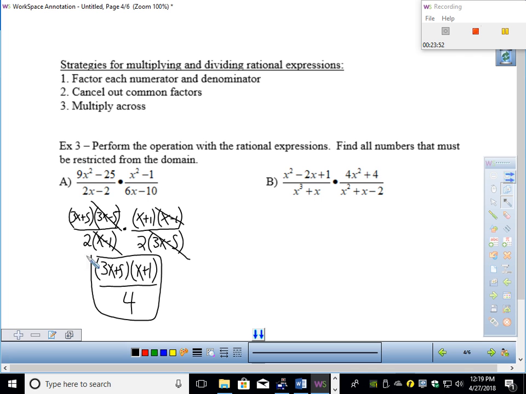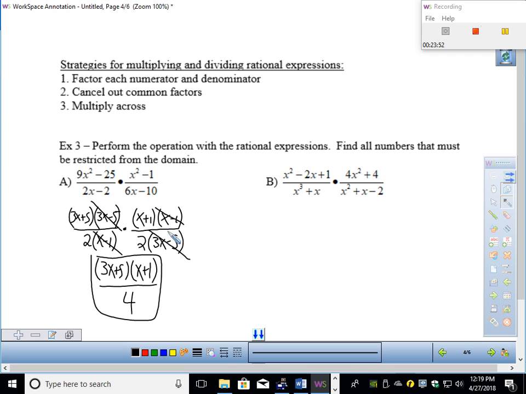Perfect. Now let's talk about the restrictions from the domain. Again, I don't look here. I look at the original. That's the key. Specifically in this case with multiplication, I'm going to look at these denominators. In standard form, that's not as helpful, but in factored form, here's where I'm going to be looking, and here's where I'm going to be looking.